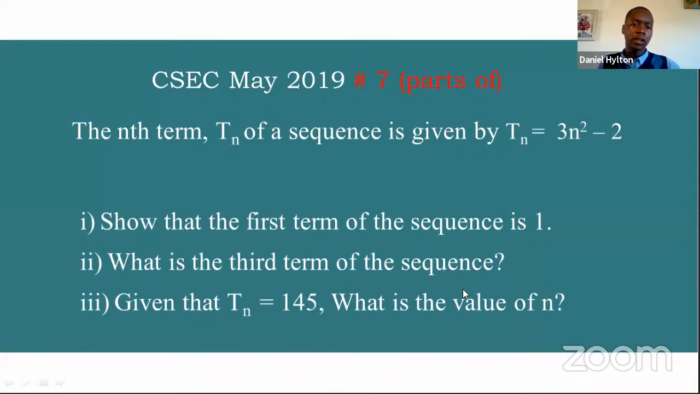All right, let's look at another CSEC question. The nth term, t sub n of a sequence is given by t sub n equals 3n squared minus 2. Show that the first term of the sequence is 1. What is the third term of the sequence? And given that t sub n is equal to 145, what is the value of n? So type that in the chat for us. First show that our first term in the sequence is 1, write the third term of the sequence, and find n when the nth term is 145.